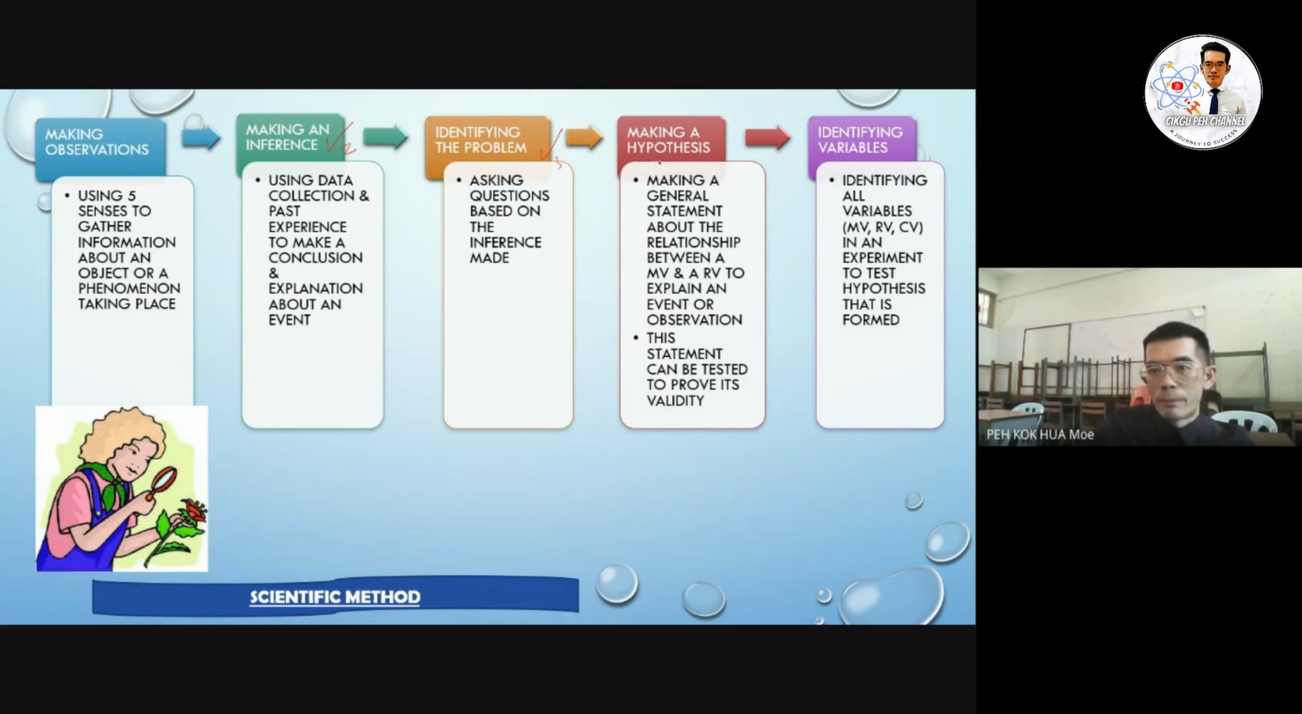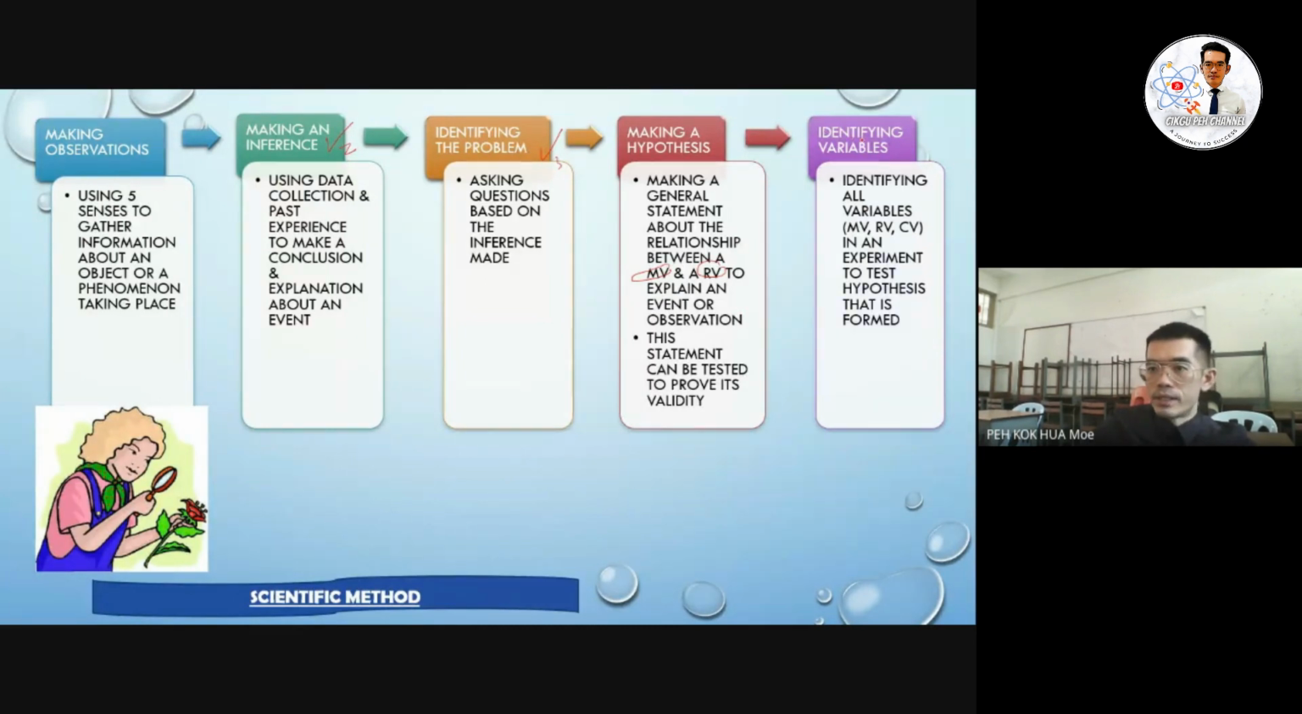And making a hypothesis, so making a general statement about the relationship between the MV, the manipulated variable, and the responding variable to explain an event or observation. So this statement can be tested to prove its validity. So that means if your hypothesis is accepted, you become the conclusion. Okay, if not, you have to repeat the experiment by changing your hypothesis, and prove again that your hypothesis is correct.